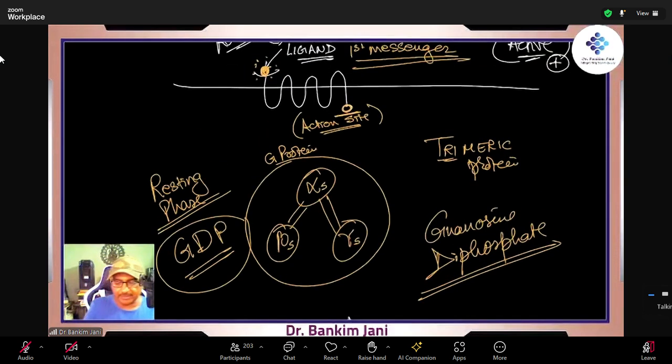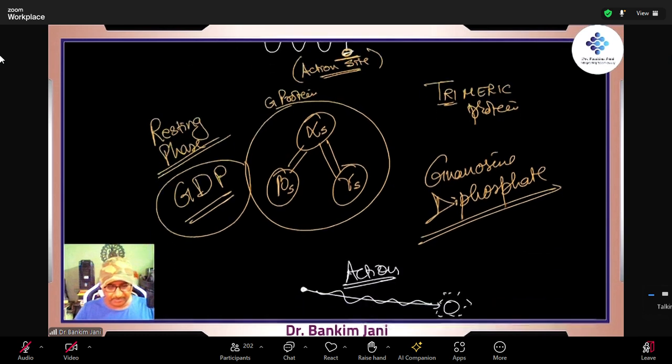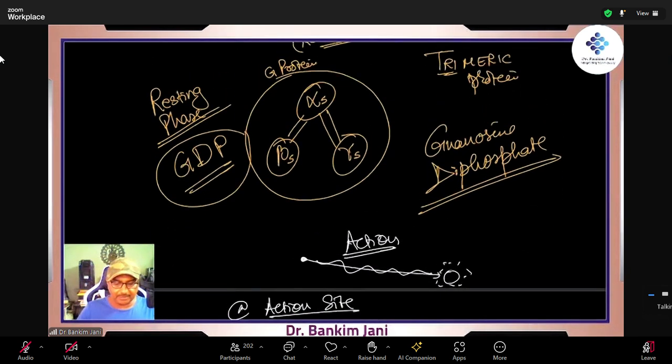So here is the action site. At the action site, we have got alpha, beta, and gamma. This is the trimeric protein. These are three friends that are living together happily. They are resting, and they are playing cards. They have got the GDP. GDP is a restricted, small amount of money, and that is guanosine diphosphate.